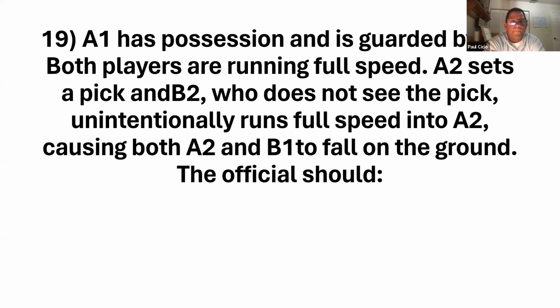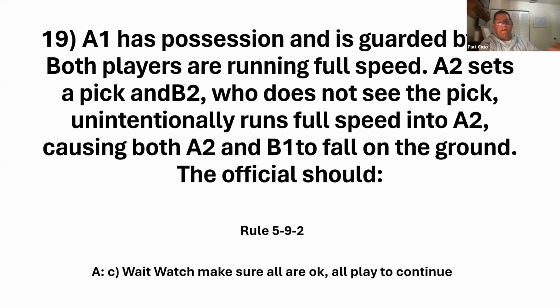A1 has possession and is guarded by B1. Both players are running full speed. A2 sets a pick, and B2, who does not see the pick, unintentionally runs full speed into A2, causing A2 and B1 to fall to the ground. The official should wait and watch to make sure all are okay. Play to continue. I disagree with this. This pick guy's a defenseless player. The answer is C on the test.